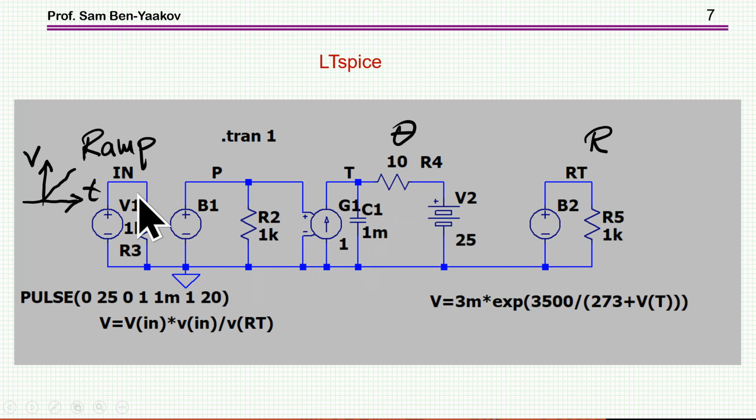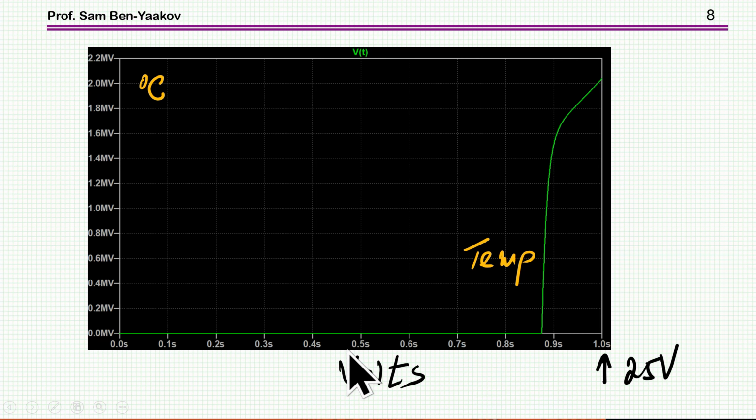Okay? So we have a thermistor represented by this equation, calculating the power as V squared over the resistance, and this is the resistance, and then translating this power into a current source that goes into this emulating circuit for the thermal part. And here is what I'm getting.